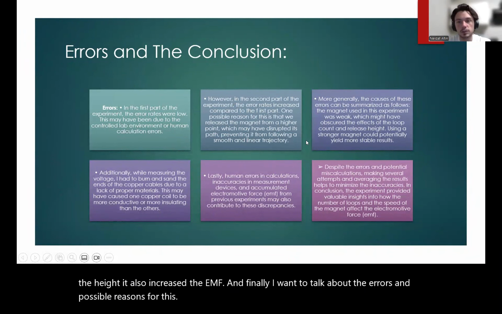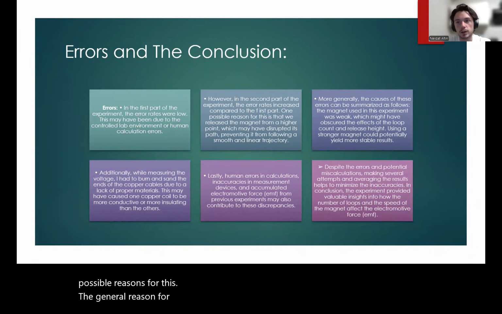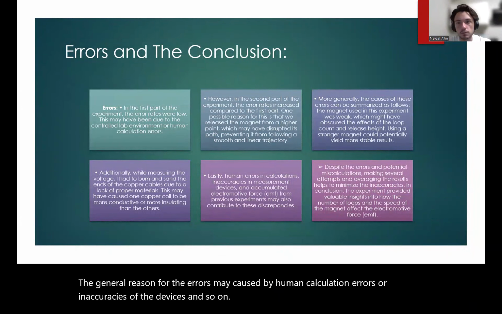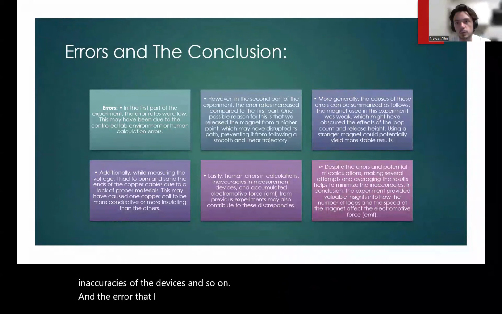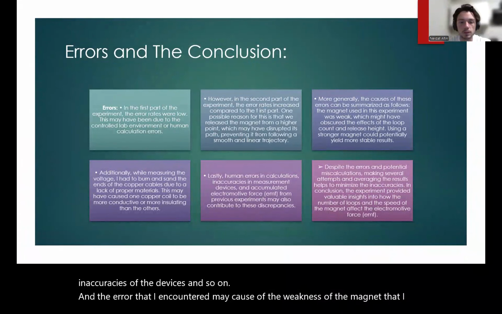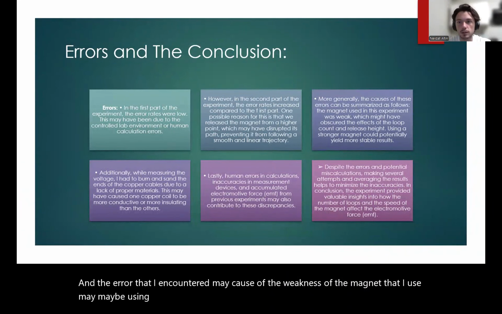The general reason for the errors may be human calculation errors or inaccuracies of the devices and so on. And the error that I encountered may have been caused by the weakness of the magnet that I used. Maybe using a stronger magnet will decrease the error rates.